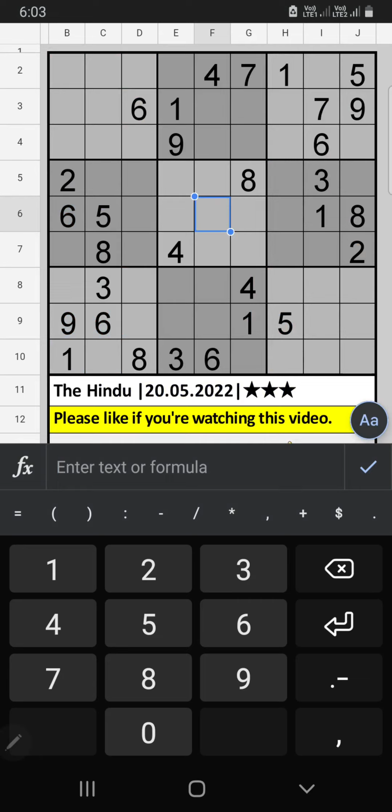Welcome to SkVm Sudoku. I am going to solve the Hindu newspaper Sudoku puzzle on May 20, 2022. 3-star Sudoku. Column J, 5 numbers are remaining: 1, 3, 4, 6 and 7.